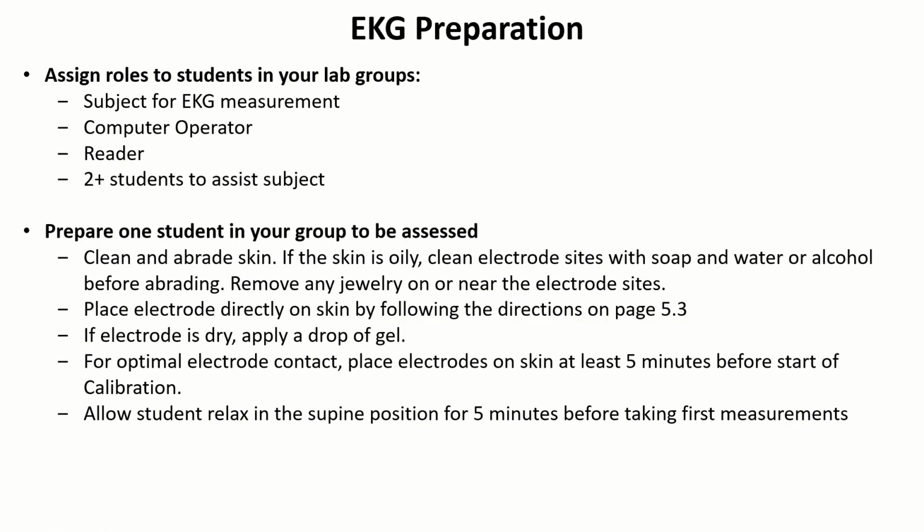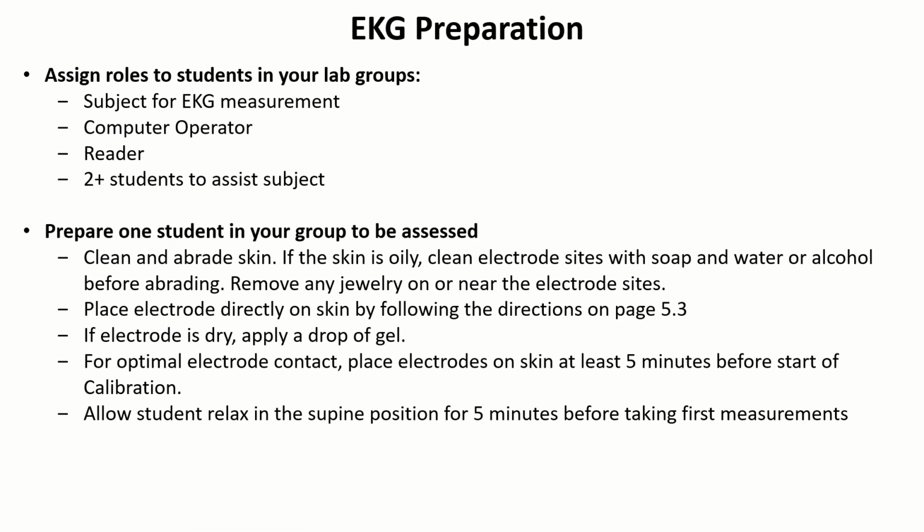In preparation for the lab, you will start by assigning roles to students in each lab group. You need a student who will be the subject for EKG measurement. You need a computer operator. You need a reader who can basically outline the steps of each element of the exercise out loud to the lab group. And you need at least 2 students assisting the subject at all times, making sure that they transition from one condition to the next, making sure that their EKG wires don't actually cross, and that those electrodes don't pop off. In preparation, the student who will be measured needs to actually have the skin for the electrode placement clean and abraded.